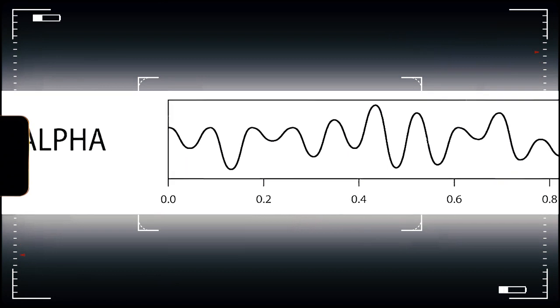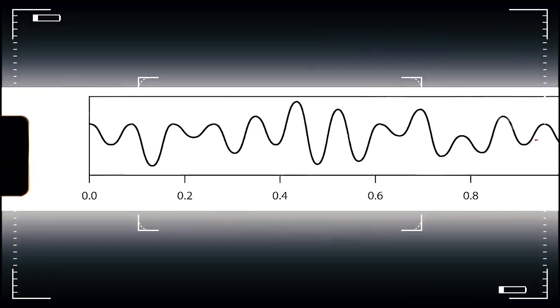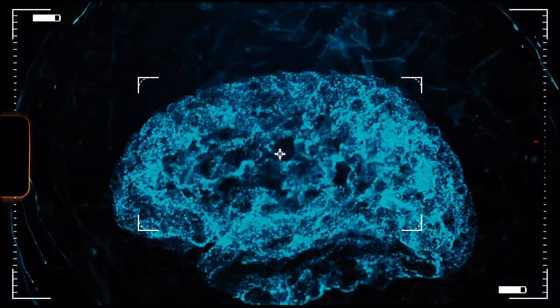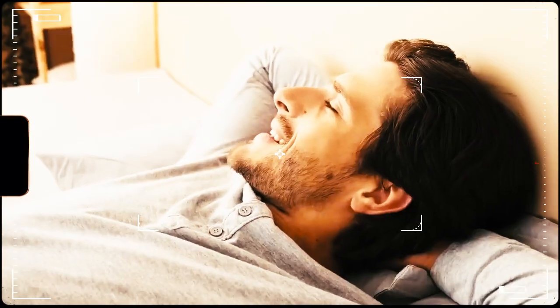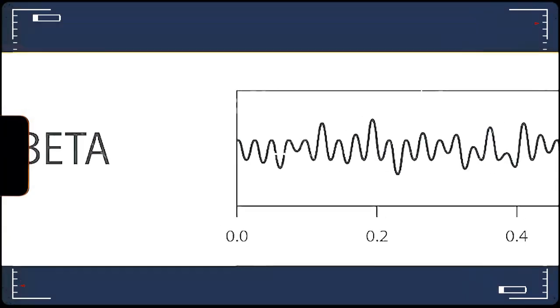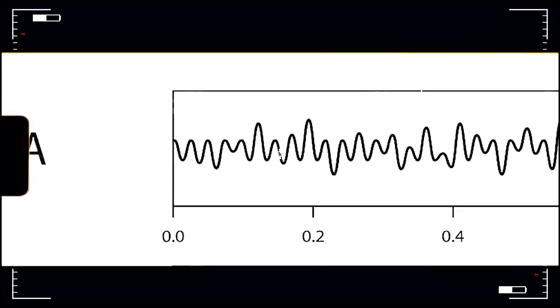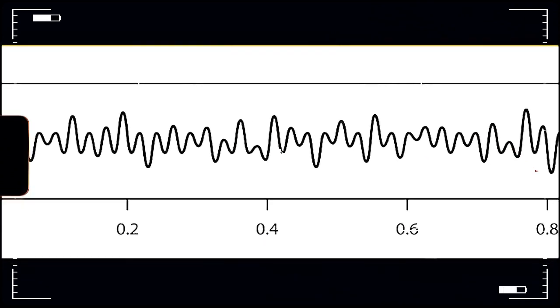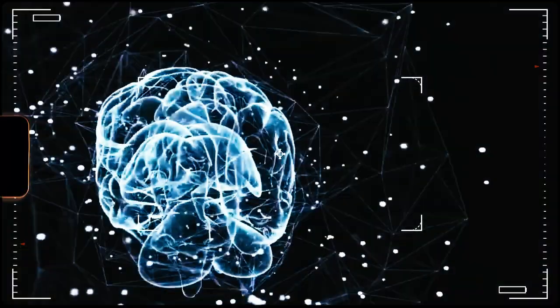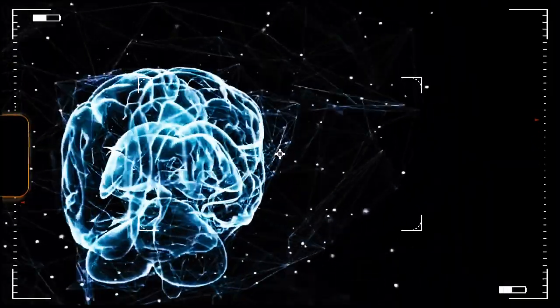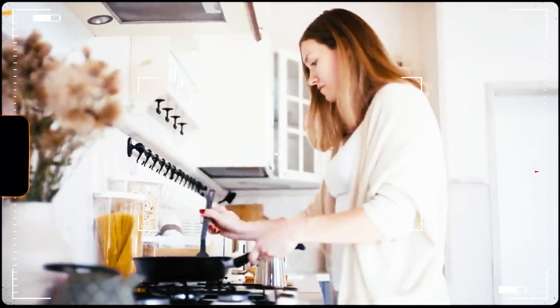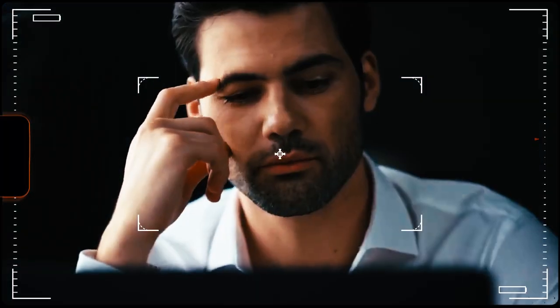Alpha has a frequency of 8 to 12 Hz. Our brain produces alpha waves when we are relaxed, like when we wake up or while doing yoga. Now, let's understand beta waves. They have a frequency of 12.5 to 30 Hz. They are produced when we are wide awake and busy in our work or while focusing on something.